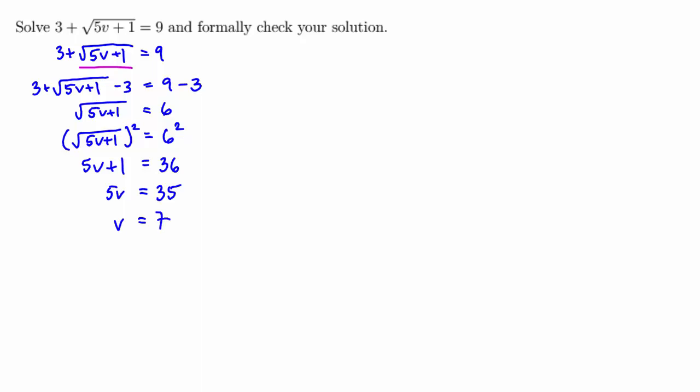Note that the instructions say to formally check your solution. This is a critical step, as we're not only checking if we made a mathematical error, but we're also checking to see if there are any extraneous or false solutions. So to check, we'll go to the original equation, and we'll replace v with 7. So we have 3 plus, then we'll take that square root, and we're going to have 5 times 7 plus 1, all inside that square root. We're checking if that's equal to 9.